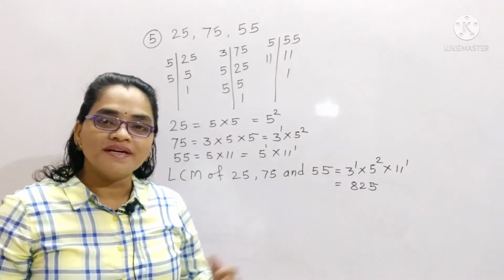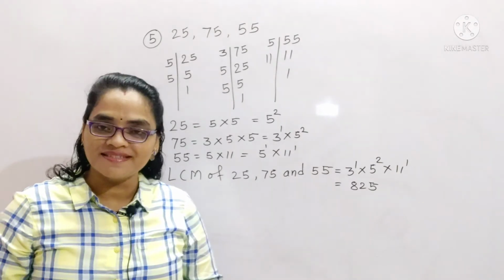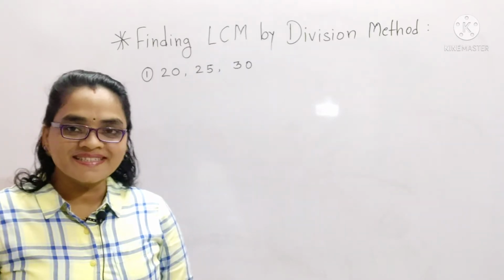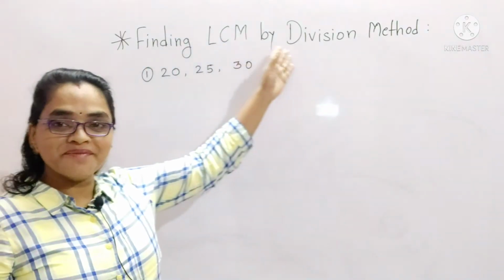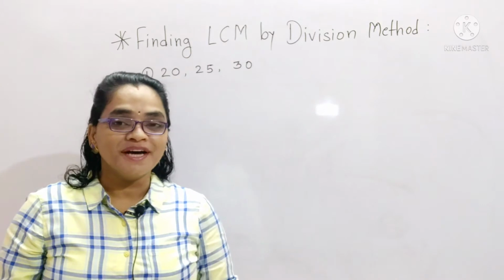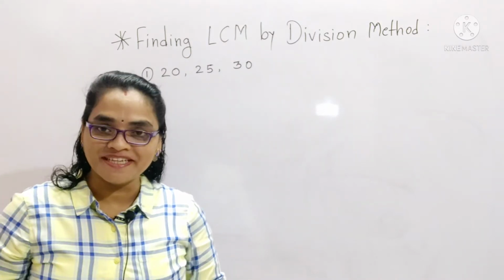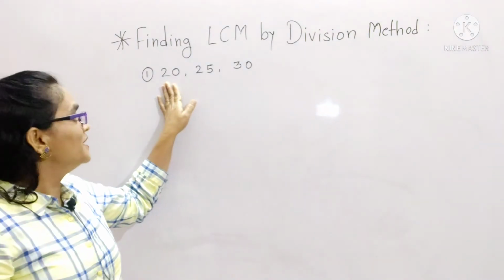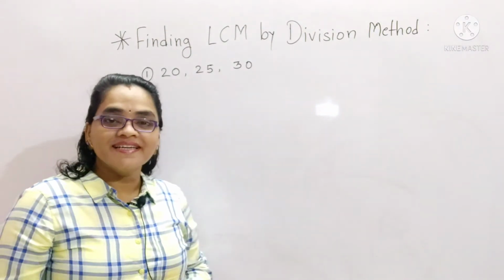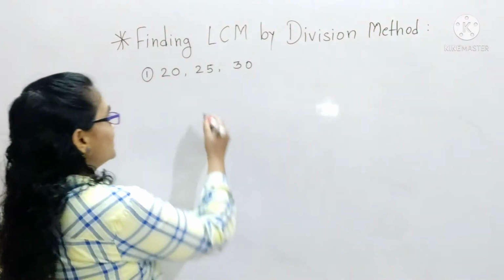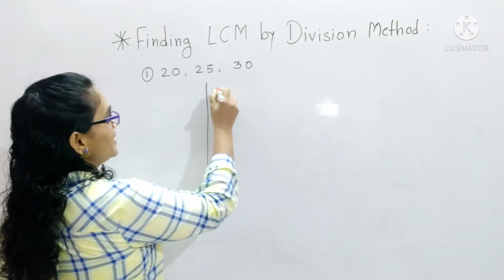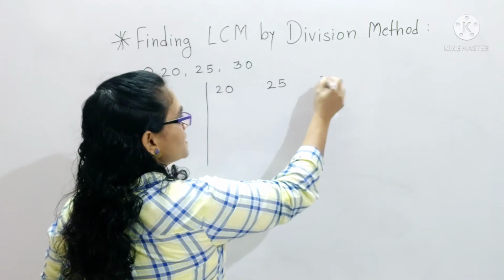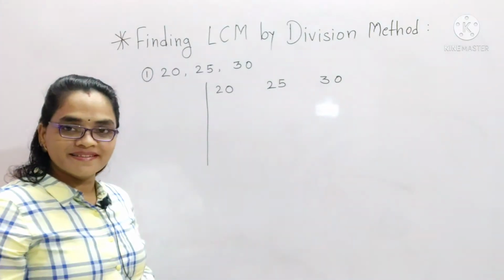I hope how to find LCM by prime factorization method all of you understood. Second method is finding LCM by division method. Now here division method is a little bit different. How to write given numbers? Here 3 numbers are here, 20, 25 and 30. See, we have to write numbers like this: 20, keep some distance, 25, keep some distance and then 30.